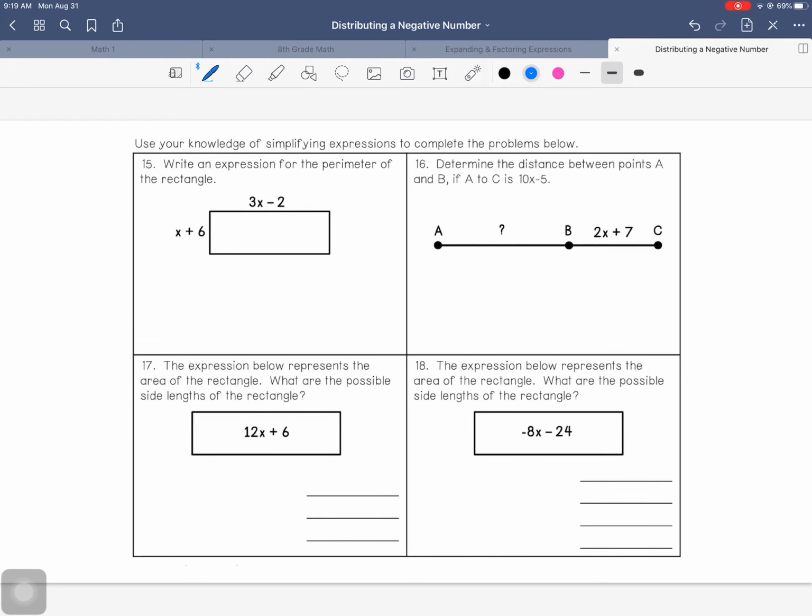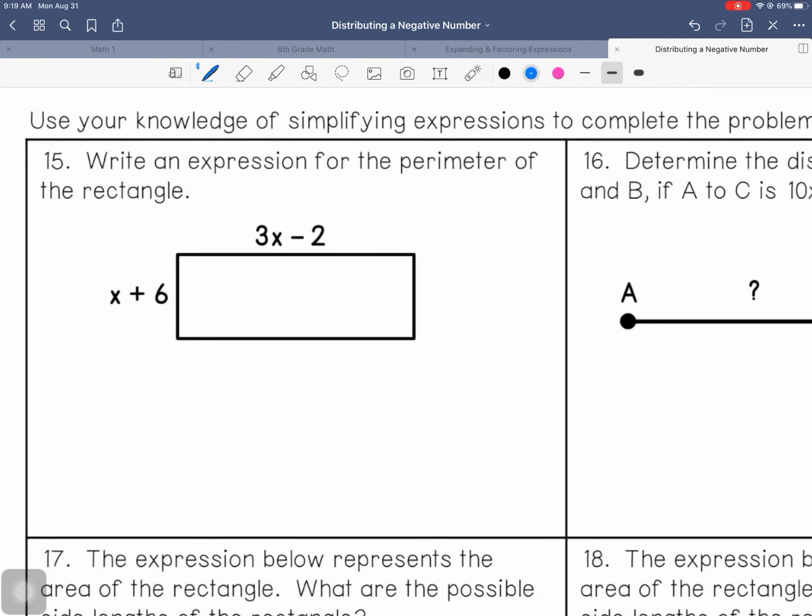It says use your knowledge of simplifying expressions to complete the problems below. Write an expression for the perimeter of the rectangle. One thing we know is that this side will also be 3x minus 2, and this side will be x plus 6. So when you draw this diagram in your notes, please label all the sides.